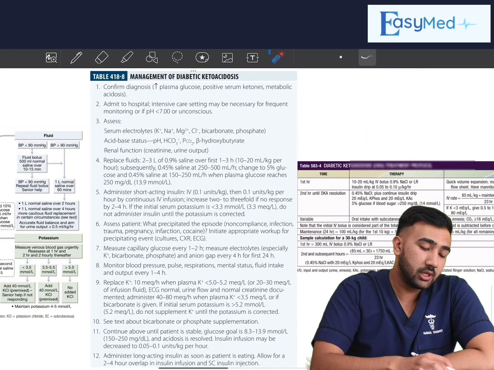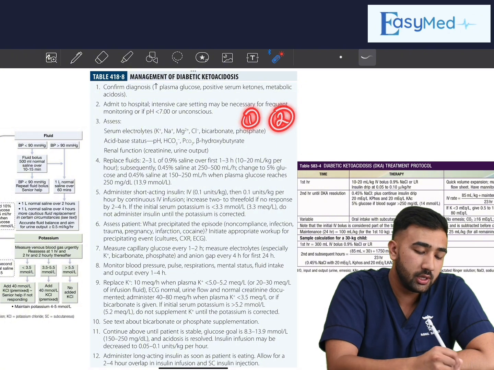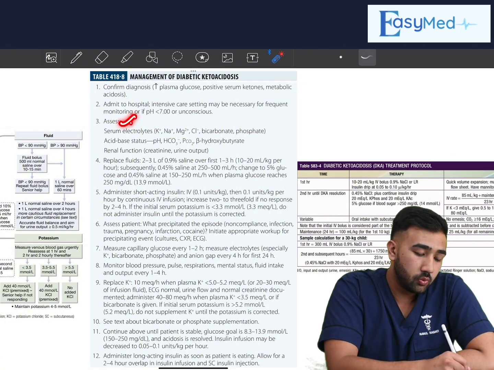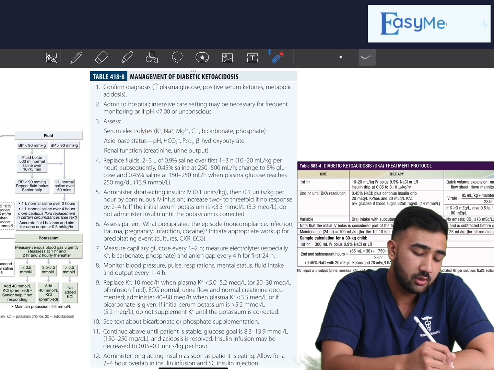And this table from Harrison summarizes everything. So we have to confirm the diagnosis, we have to admit in the hospital, first start treatment in the ER, and then continue in the intensive care unit, that is the ICU. We have to assess the electrolytes, the acid-base status, and the renal function.